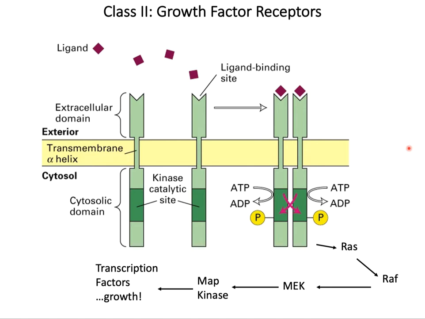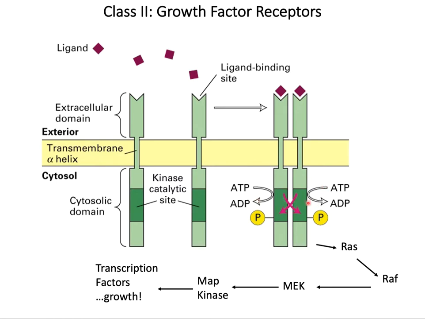So the class 2 proto-oncogenes are the growth factor receptors, and we talked about that in part 1. I just want to remind you the most common member of this class are the receptor tyrosine kinases on the cell surface. So let me just remind you how the receptor tyrosine kinase work. You know that they are normally monomeric. They have an extracellular domain that binds ligand, and they have a transmembrane alpha helical region and a cytosolic domain that contributes to the kinase catalytic site. And when you get ligand binding, you get dimerization of that receptor.